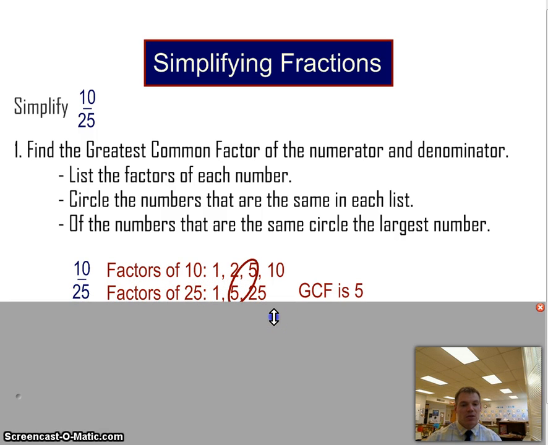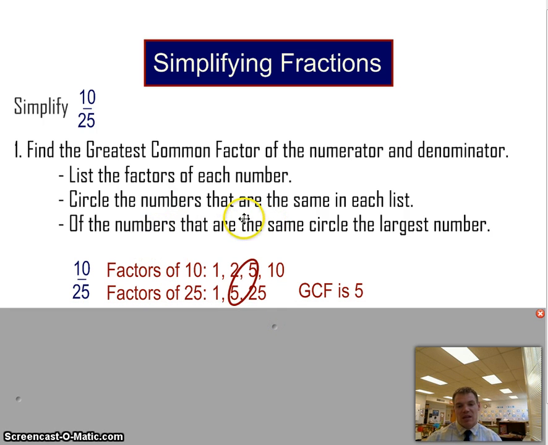Then what you need to do is circle the numbers that are the same on each list. Again, the only common number they have is a 5 in each list, therefore the greatest common factor is 5.